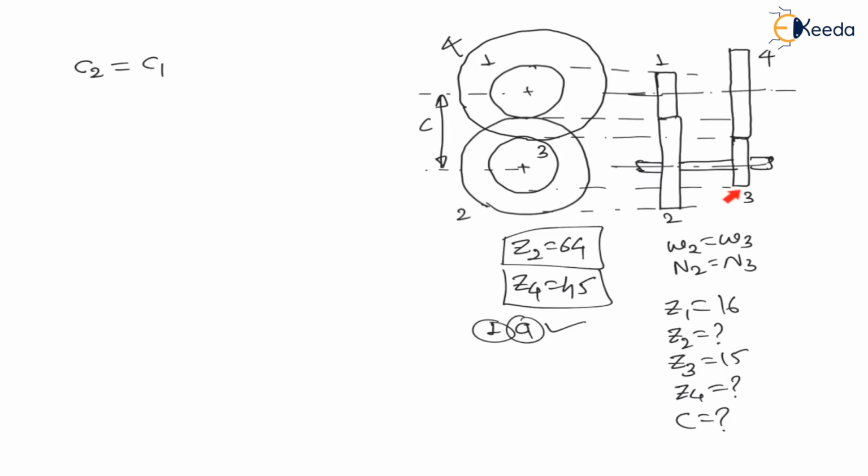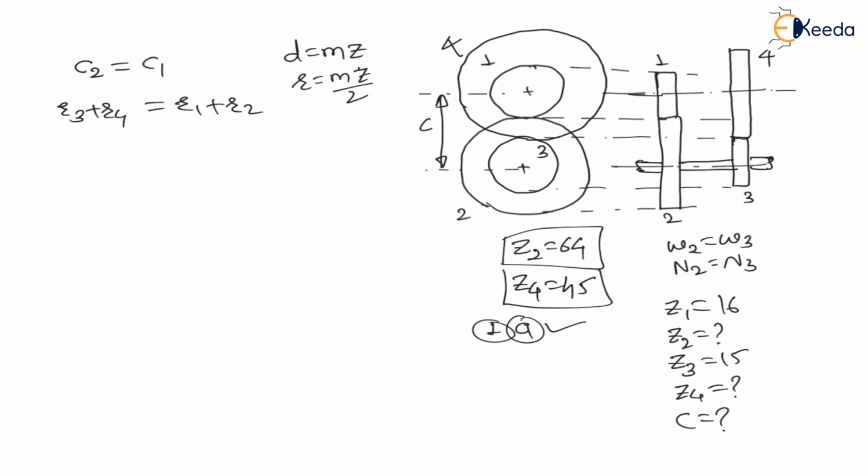For second stage, that is 3 and 4, the center distance is nothing but radius of first plus radius of second, or R3 plus R4. For second stage, it is R3 plus R4. For first stage, it is R1 plus R2, right? And we know that diameter is equal to module times number of teeth. Sorry, number of teeth, we are using letter Z. Diameter is module times number of teeth. Therefore, radius will be mz divided by 2.